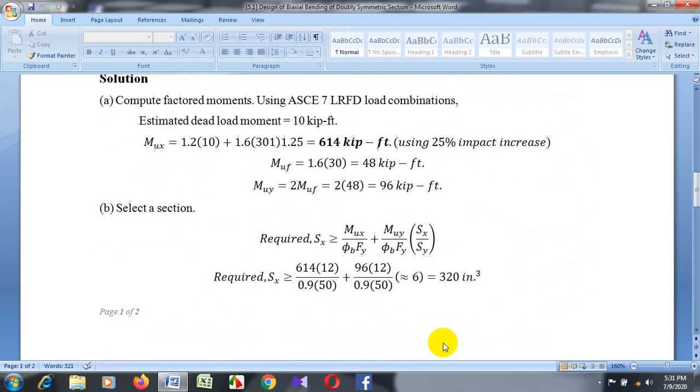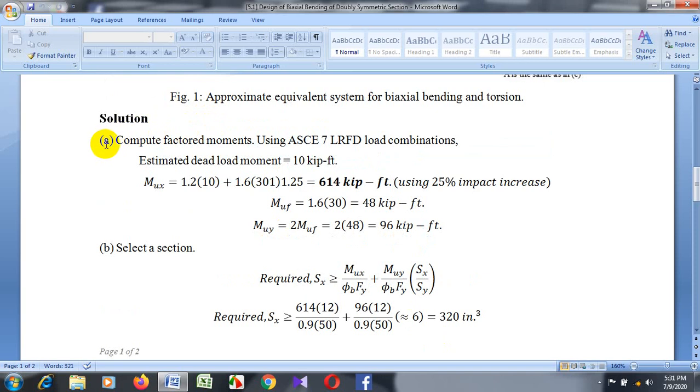Now start the solution. The solution is computed in several steps. Number 1, A: compute factored moments. These moments are divided into dead load moments, live load moments, and including impact load with the live load. Compute factored moments using ASCE 7 LRFD load combinations.